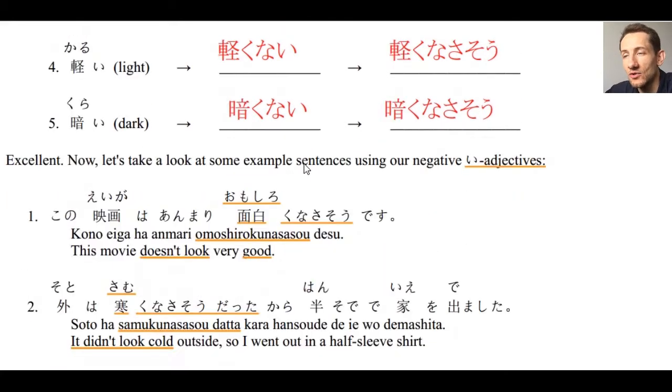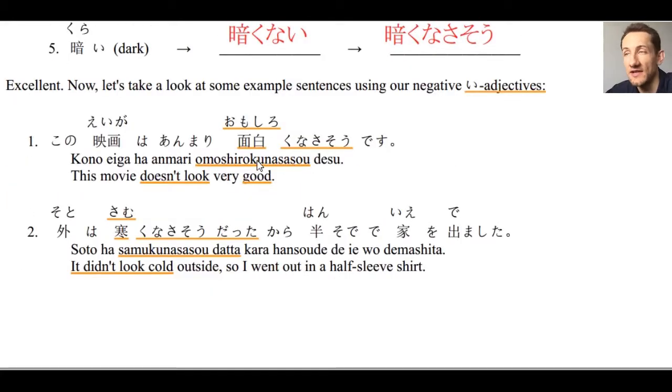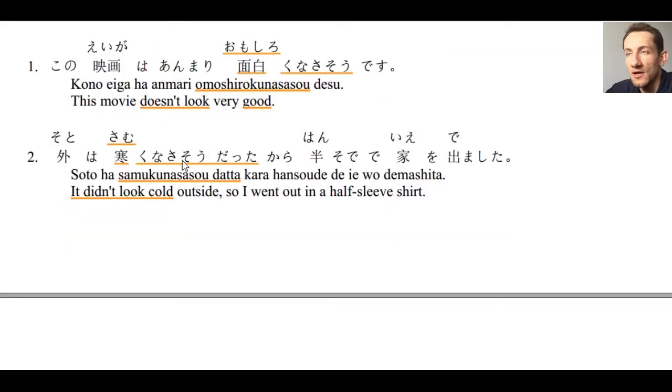And now we'll look at some example sentences using our e adjectives. So number one, kono eiga wa anmari omoshiroku nasa sou desu. So this movie does not seem very interesting, does not look very good. So we have omoshiroi, omoshiroku nasa sou.